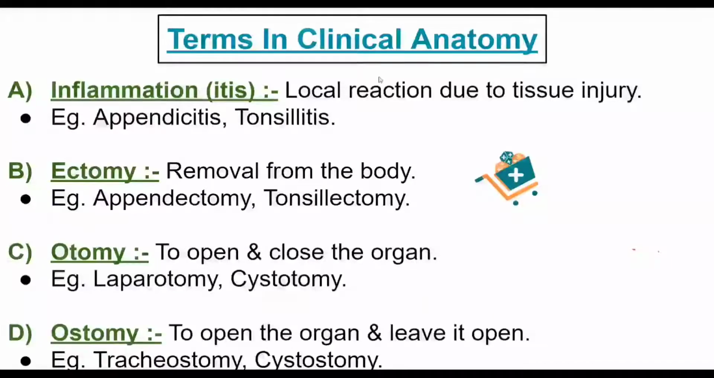Say for example, there is infection going on in the appendix, and the body's reaction to that is called inflammation. So that infection of the appendix will be called appendicitis. Whenever you see itis, you will understand that inflammation of the appendix is happening here. Tonsillitis, itis, so inflammation of the tonsil is happening here. So whenever you see itis, that means inflammation.